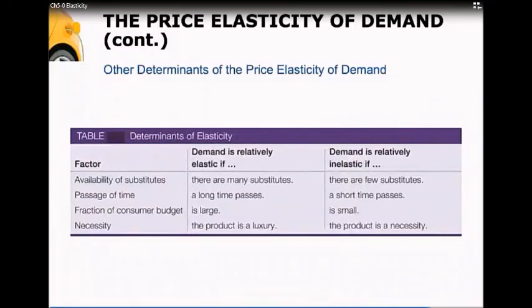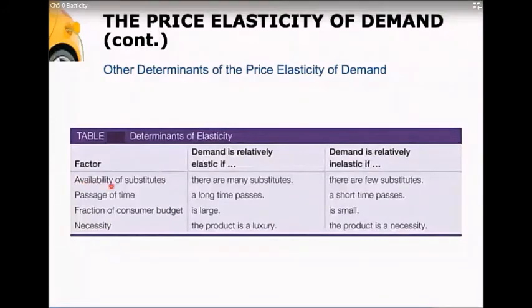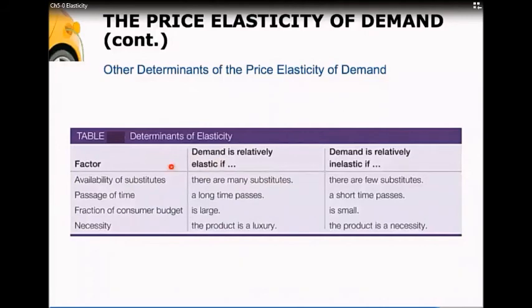And there are several things that determine the price elasticity of demand. One of those is the availability of substitutes. If there are many substitutes, the demand is going to be very elastic, because if the price of a good changes, you can just go to one of the substitutes. If there are few substitutes, demand is going to be inelastic, because no matter what happens to the price, you're going to have to stay with the same good or service. As time goes on, the longer time that passes, the more elastic demand is going to be, because you can find more substitutes or you can change your behavior.